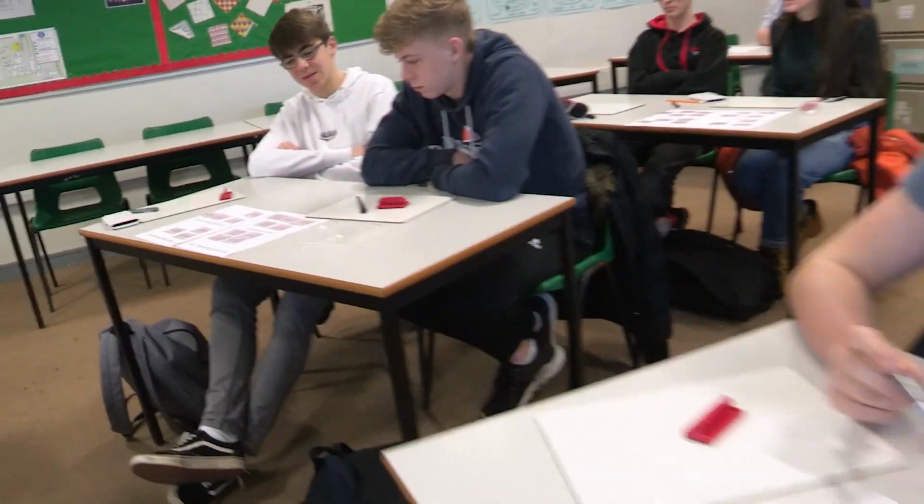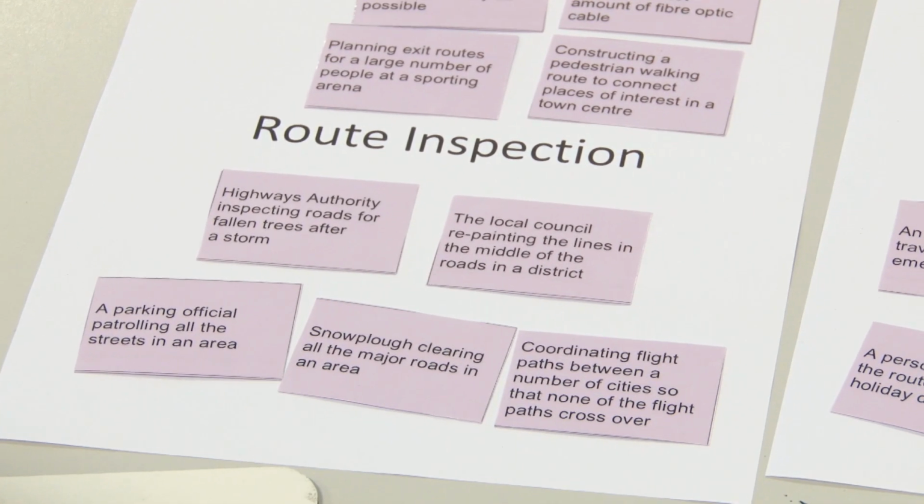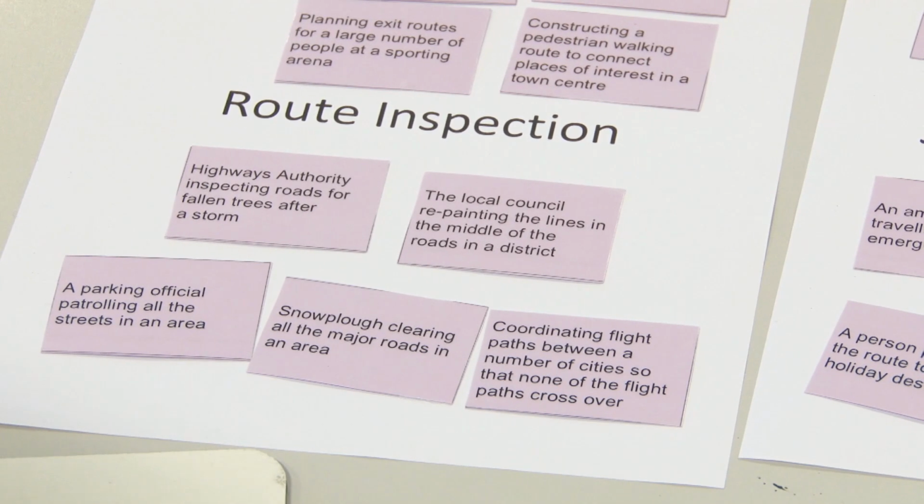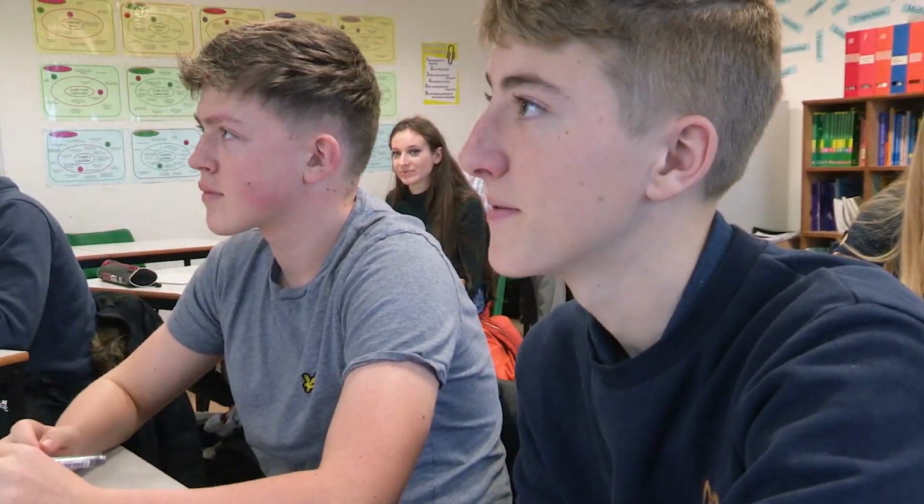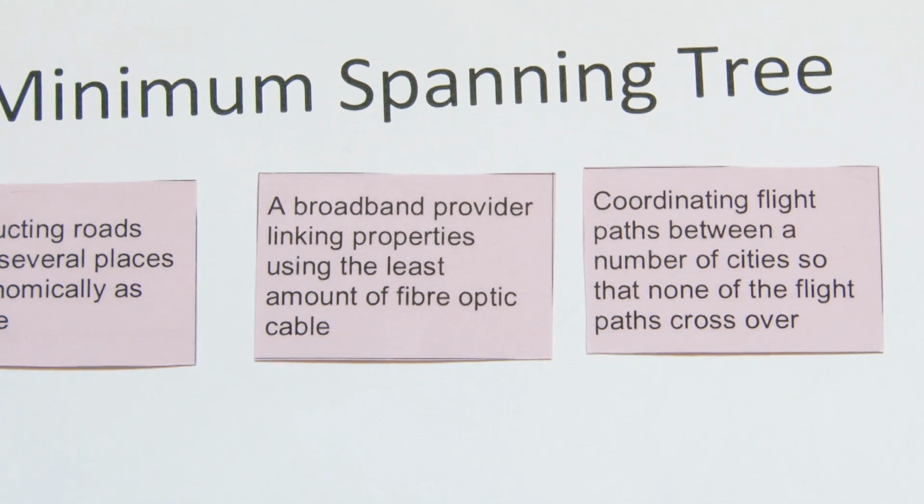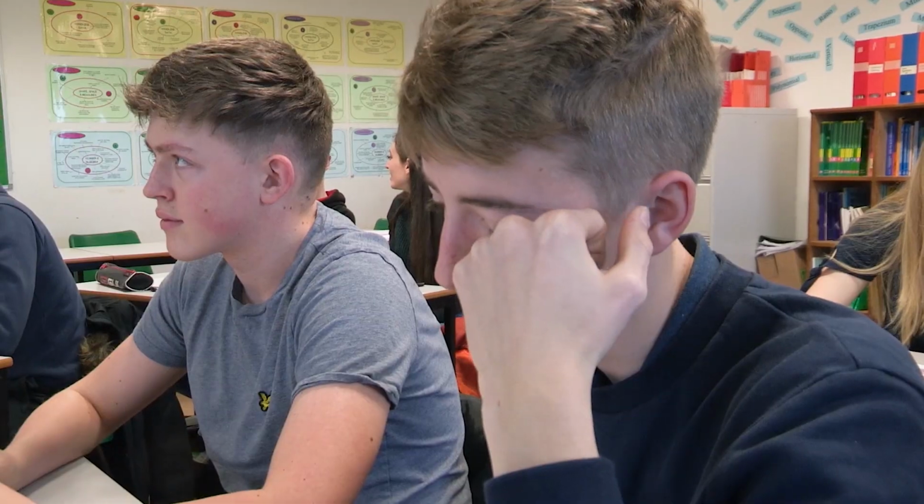We put it in the route inspection one. You don't need to go on any of the roads twice, so you don't want any paths to cross over. We put it in minimum spanning tree. You want them all to be connected, but you don't really want them to cross over, so you didn't think you really want to go back on yourself at all.